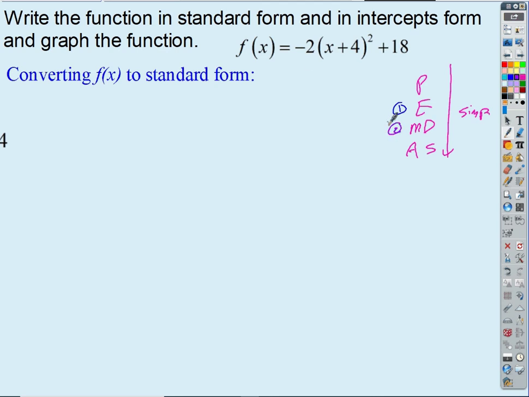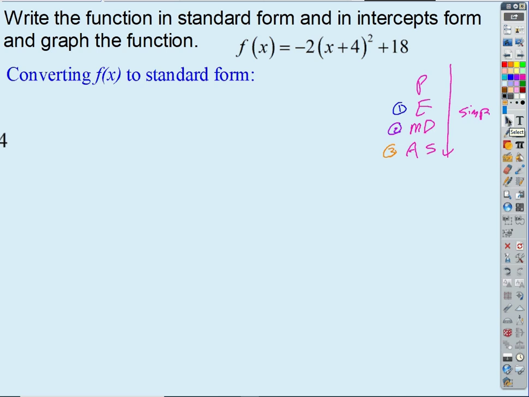Then I'd have to multiply. I'd have to distribute the -2, right? Whatever I got when I expanded out x plus 4 squared, I distribute a -2, and then the last step, yeah, just add like terms, right? Say it again. Let me show you the steps.